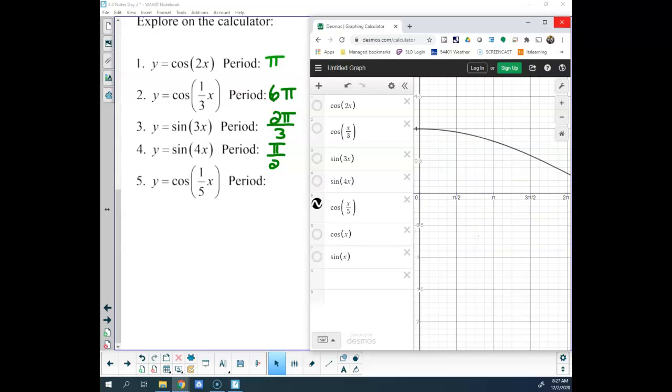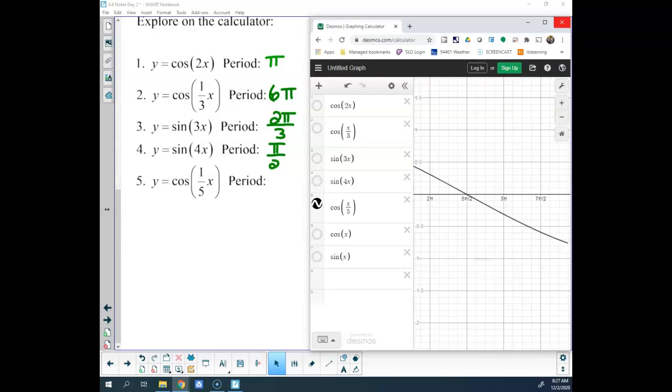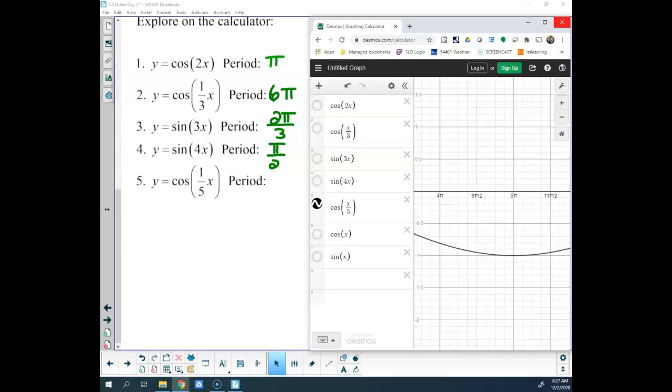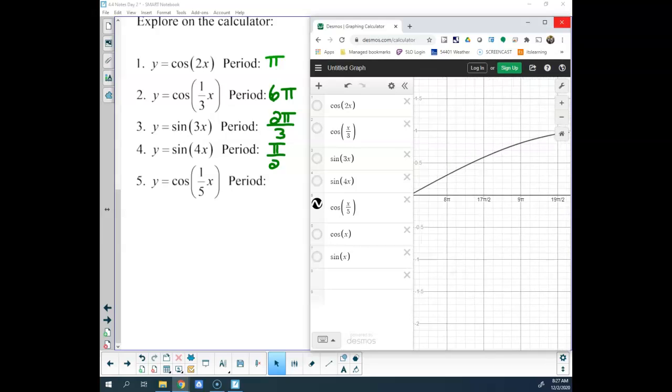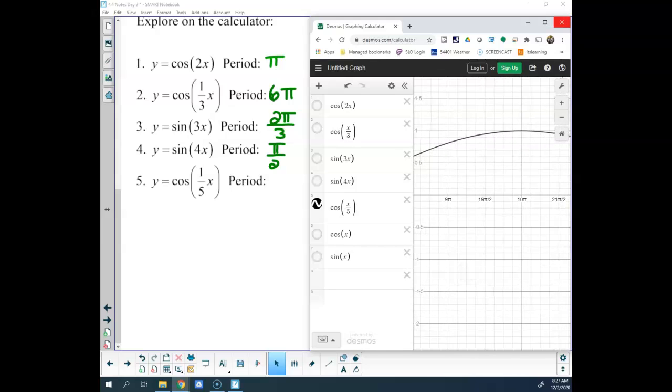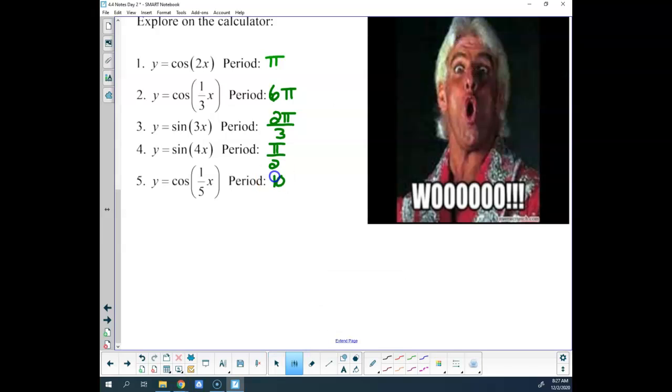And lastly, cosine of 1/5 x. To make 1 complete wave, we got to go all the way out to 10 pi, right?